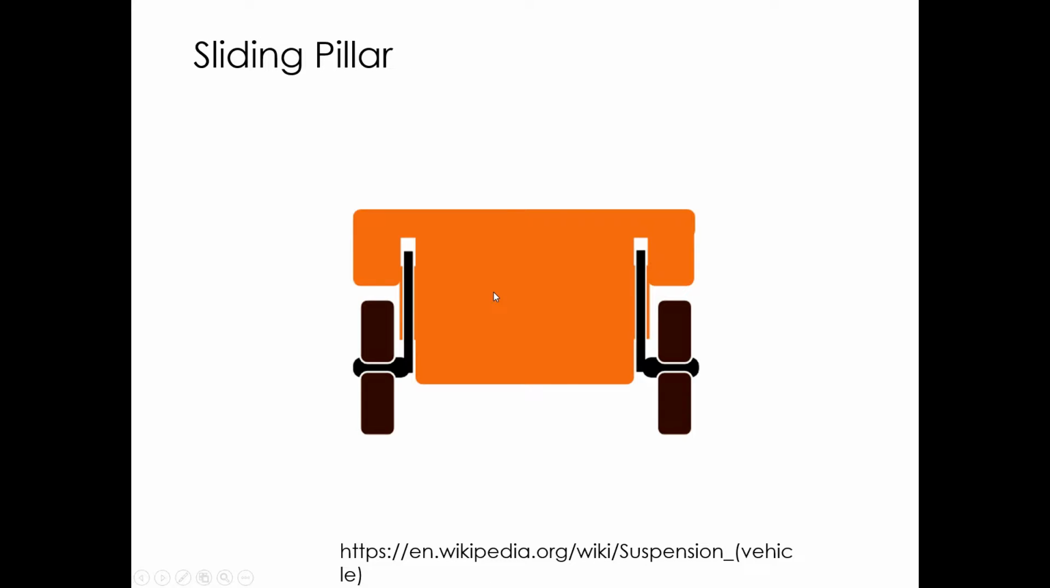Sliding pillar, you just don't see, for good reason. It's terrible. There's binding issues with this. When you side load this thing going around a turn, it's hard to keep this thing from binding up and wearing out. You have to keep it from rotating about this axis too.